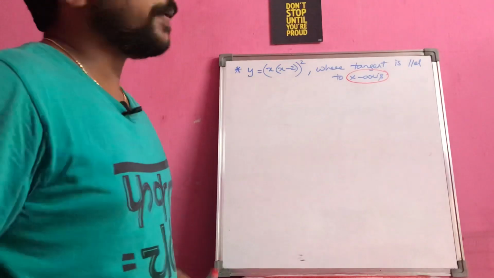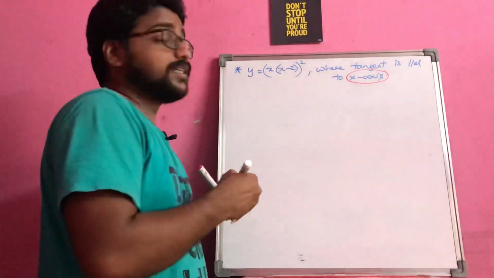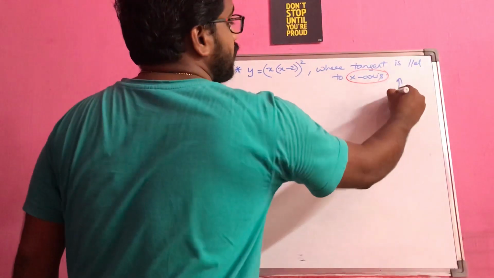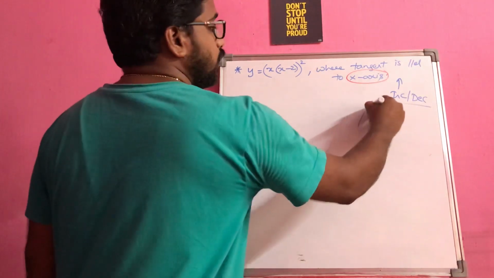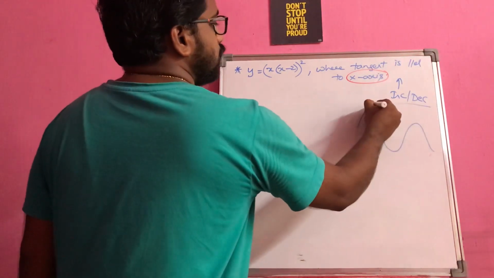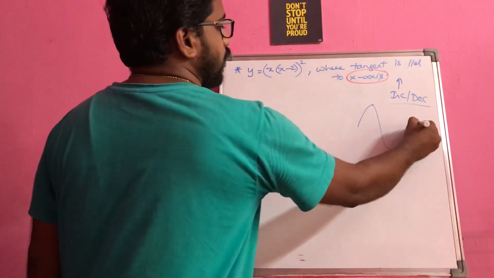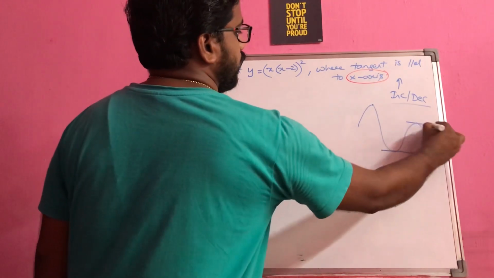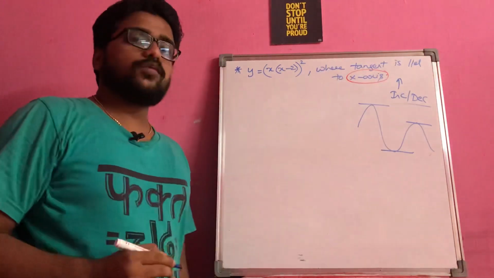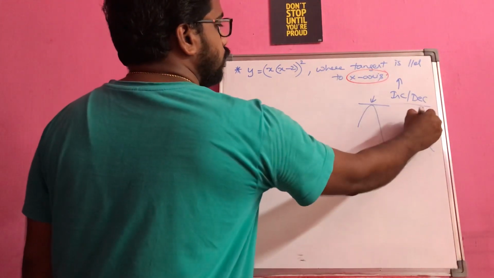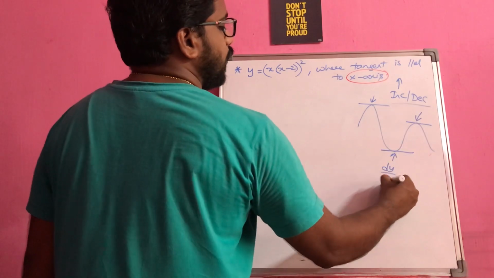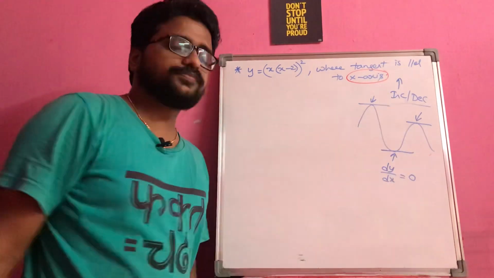So tangent is parallel to x-axis means this is the concept of increasing and decreasing functions we learned before. There I told you, if you have a curve like this, these points I can name as the turning points. You will be getting here, here, here. So to get these turning points for any given curve, we are equating dy by dx to 0.